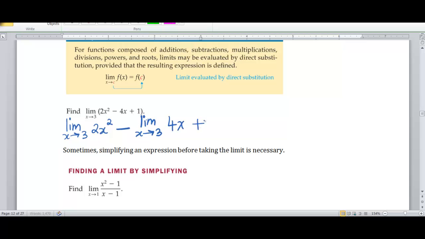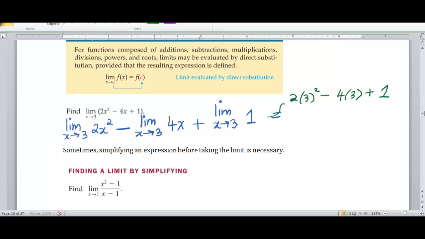Now this is the first time we're doing this, so I'm just writing all the steps for you. You don't have to write this intermediate step when you do your homework. Limit as x approaches 3 of 1. So here I'm taking 3 and plugging 3 directly into the function. So that's 2 times 3 squared minus the limit as x approaches 3 of 4 times x. That's 4 times 3 plus 1 will always be 1 no matter what x is, right? So x can approach 3 or 5 or 10, 1 will always be 1.